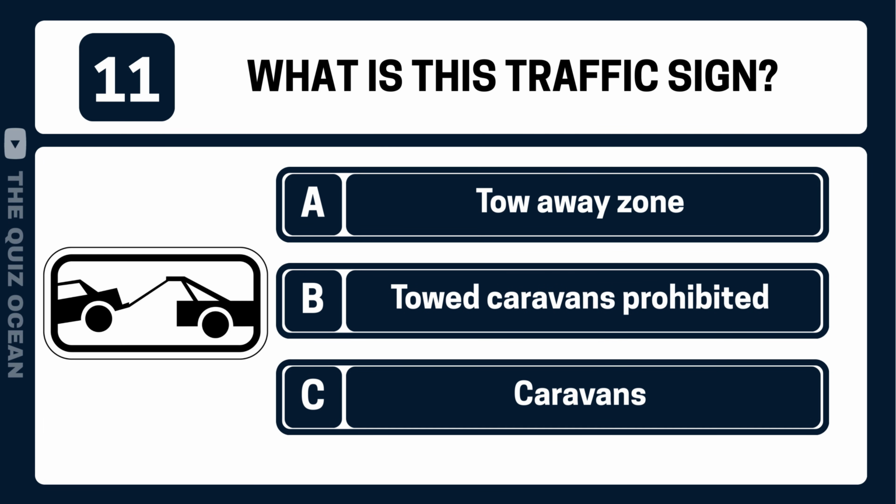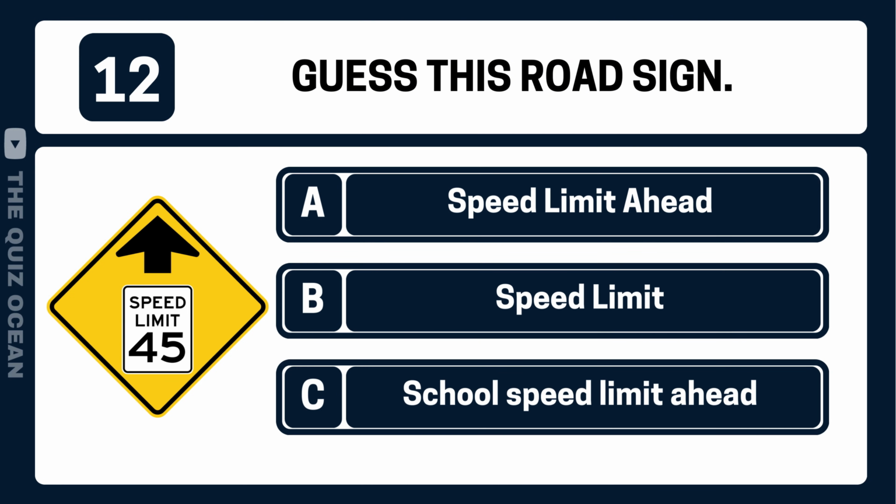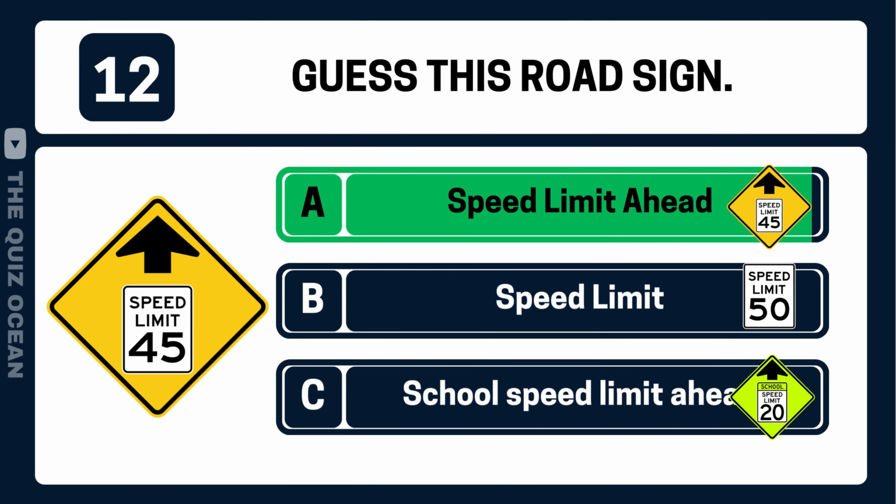What is this traffic sign? Good observation. This is the tow-away zone sign. Guess this road sign. Well recognized. This is the speed limit ahead sign.